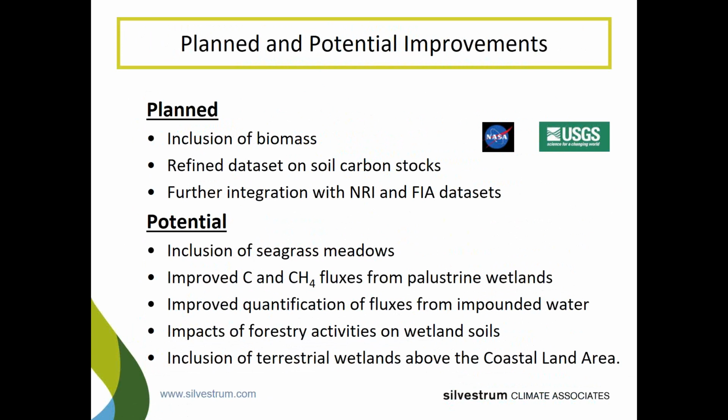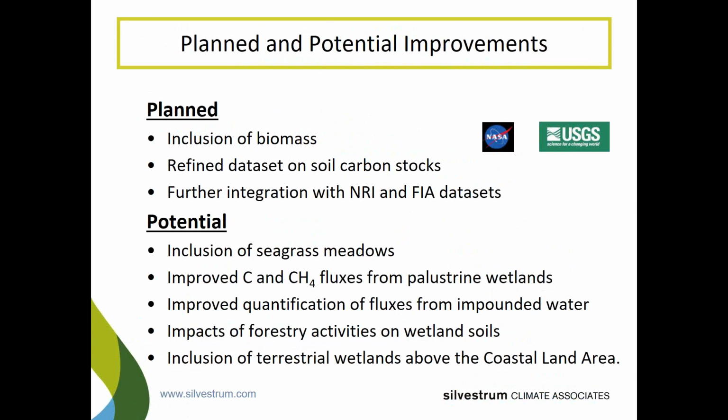Potentially, we hope to include also improved carbon and methane flux analysis for palustrine wetlands, and improved quantification of fluxes associated with impounded waters. When data becomes available, we'd like to include more information on the impacts of soils and forestry activities, and inclusion beyond the coastal land area of terrestrial wetlands. Currently, some aspects of peatlands are included in there, but large parts of the US terrestrial wetlands are not included within the inventory at this stage.